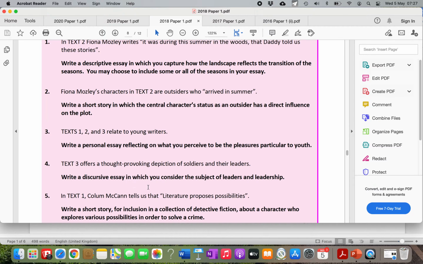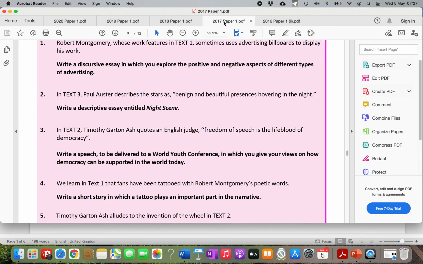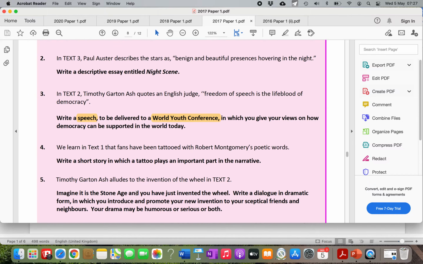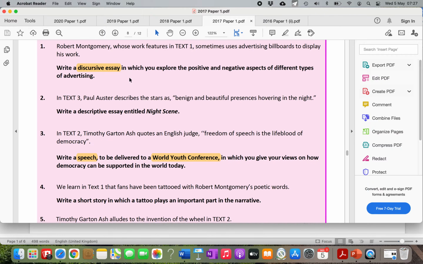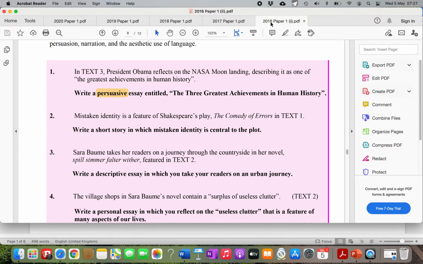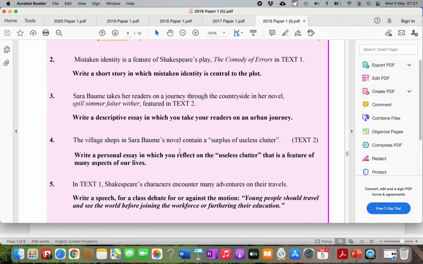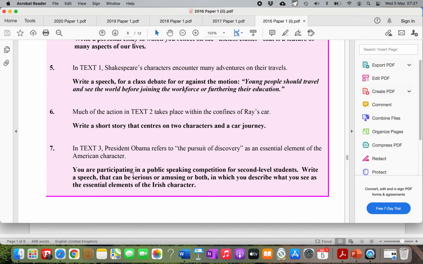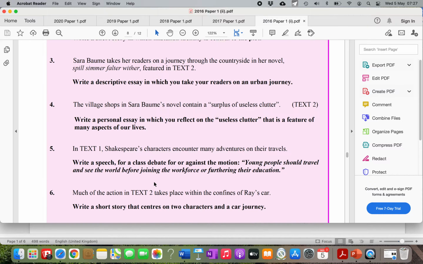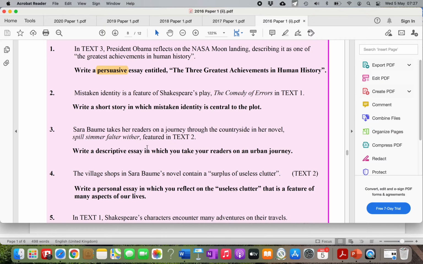2018, write a discursive essay in which you consider the subject of leaders and leadership, much nicer. 2017, write a discursive essay in which you explore the positive and negative aspects of different types of advertising. Again, very particular, would suit some people, other people not at all. 2016, there was no discursive title, but there was this question. Where is it now? That's not it. Oh yeah, this one here.